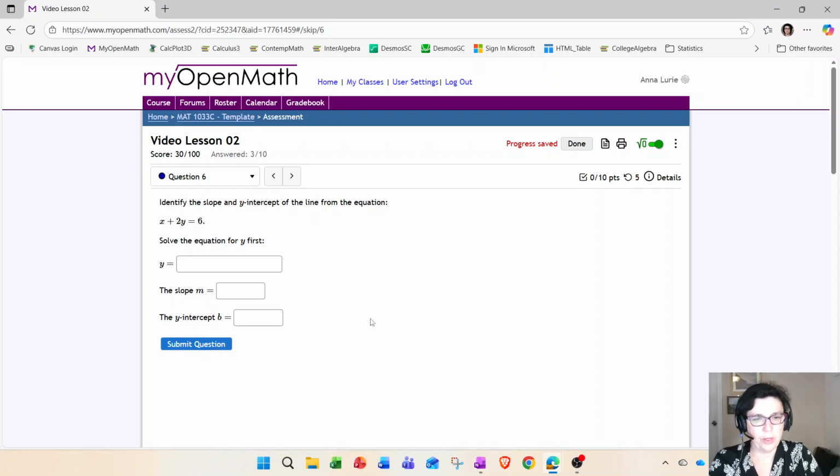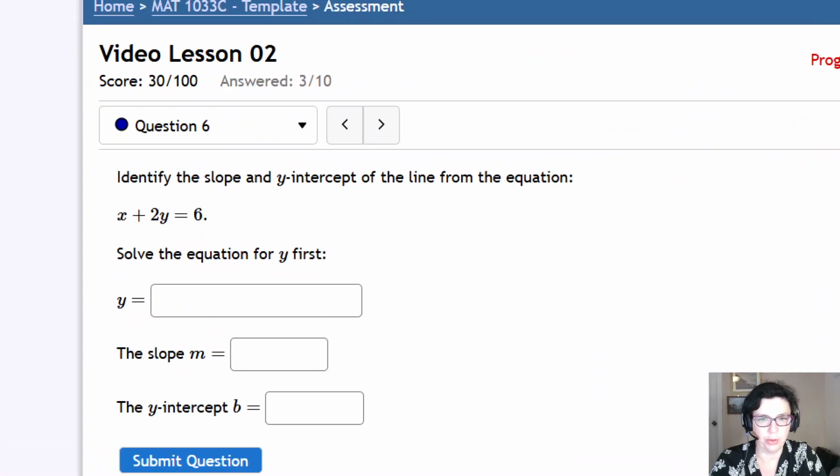In this video, we are going to take a look at how to identify the slope and y-intercept from an equation of a line, but this equation is given in what's called standard form. What that means is the variables, the unknowns, are on the left side, and in order for us to solve for y, we need to isolate that term. So how are we going to do that? Let's take a look.